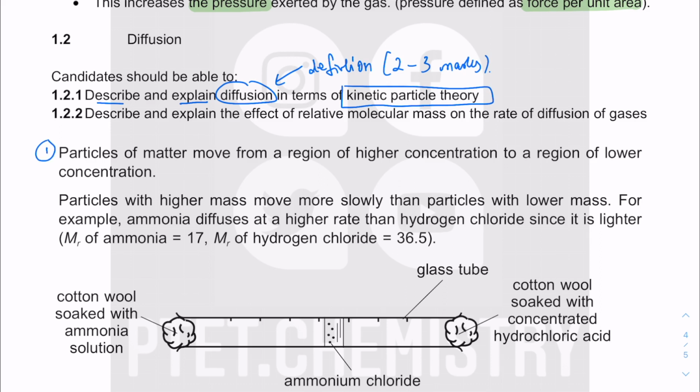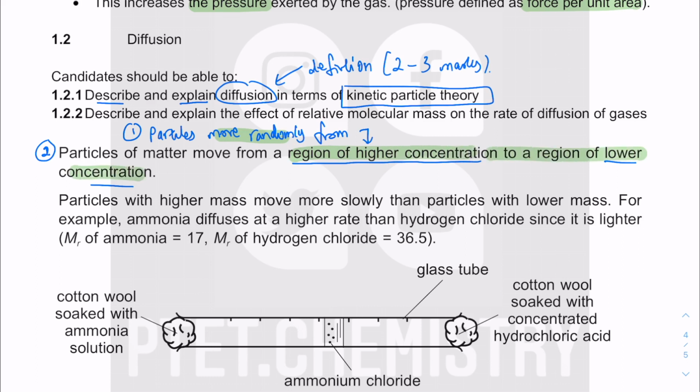So this is your first point. It's to do with moving from a region of high concentration to a region of low concentration. Actually, that's your second point. I forgot to add the first point: particles move randomly. So it's the random movement of particles from a region of high concentration to a region of low concentration. That is very important.